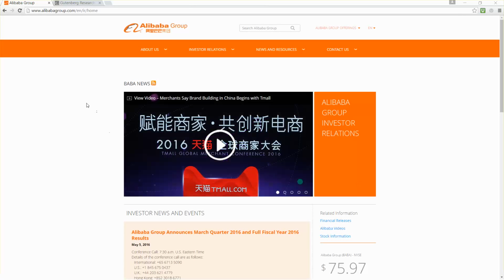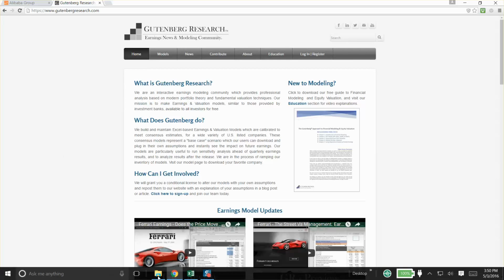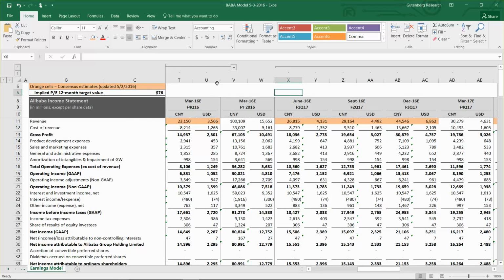Alibaba is set to release results on Thursday morning, and to prepare, we're going to do our usual breakdown of the consensus estimates. This breakdown is actually a little bit different for Alibaba since they don't provide guidance, so we're not comparing the consensus estimates to guidance. Instead, we're going to compare the trends and growth rates that we use to get back to the consensus estimates to history to see if it makes sense.